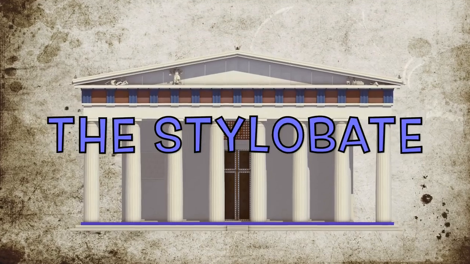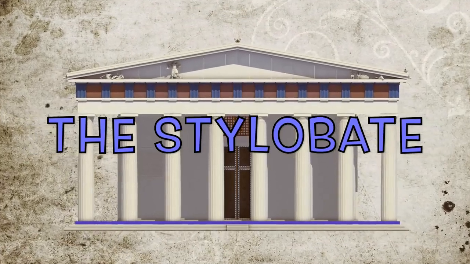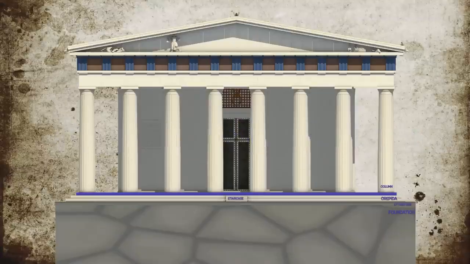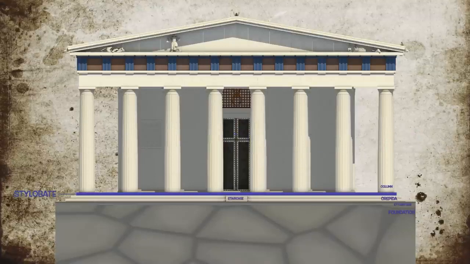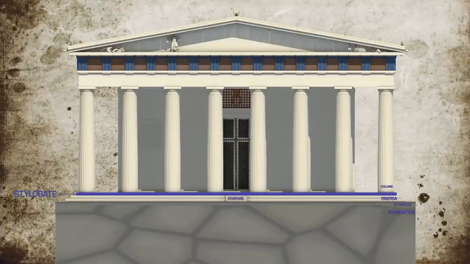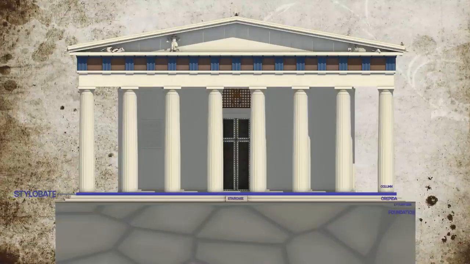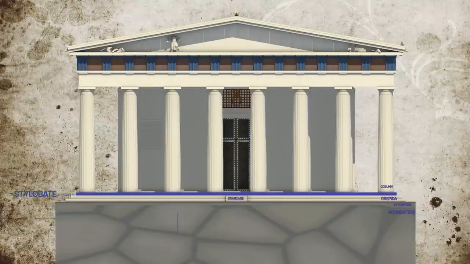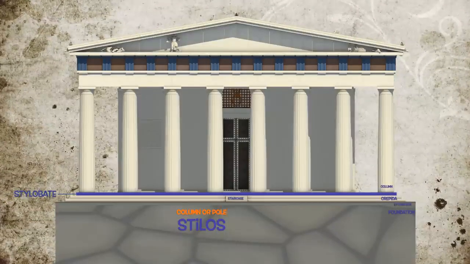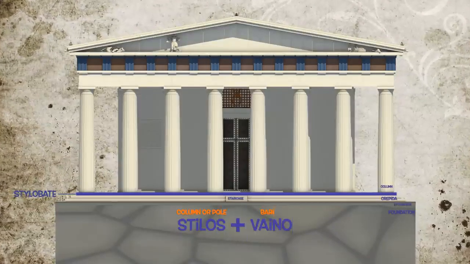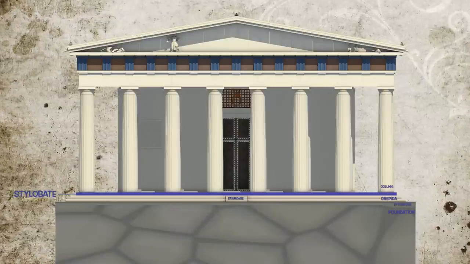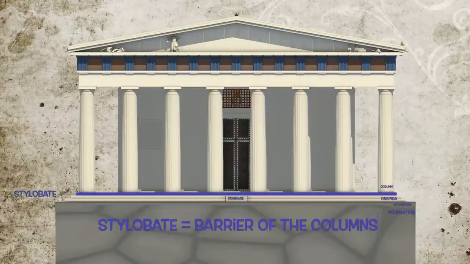The stylobate. The Parthenon's stylobate had secrets not visible to the human eye. The term stylobate is a combination of the Greek word stylos, which means column, and baino, which means bearing. So stylobate in Greek means the bearer of the columns.